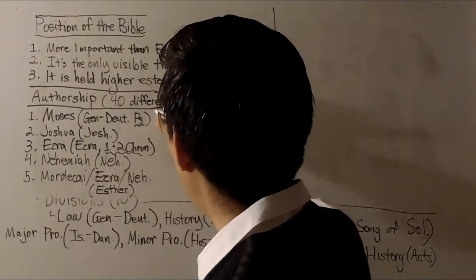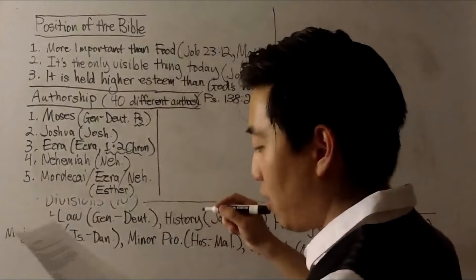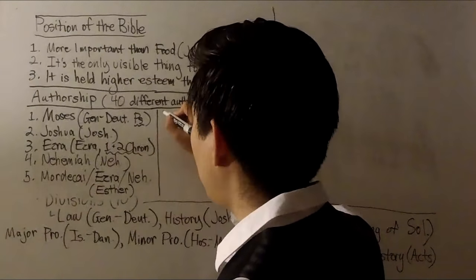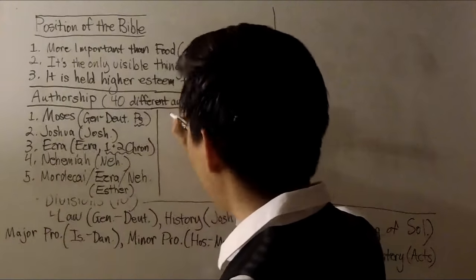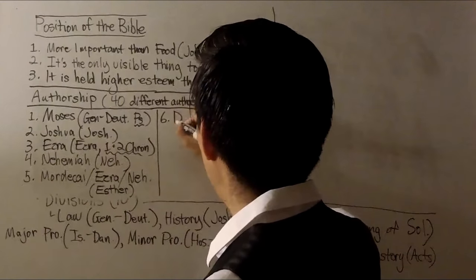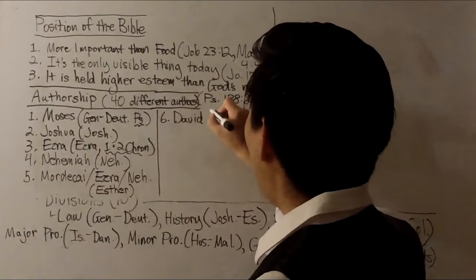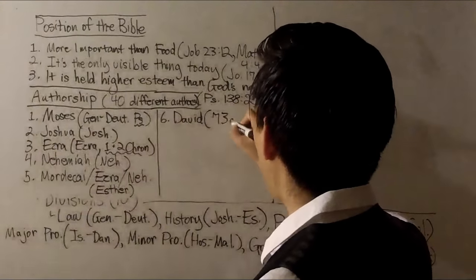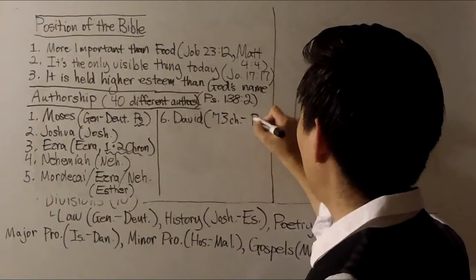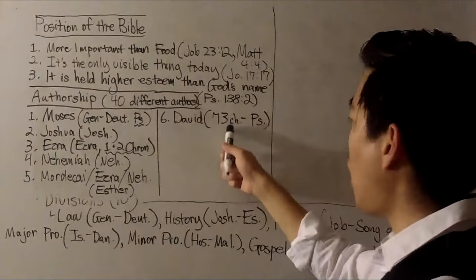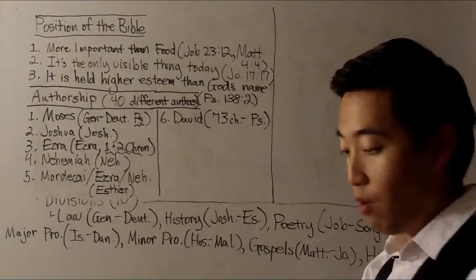David, which book did he write? He wrote the book of Psalms. Yep. Now, here's the thing, though. He did not write all of the book of Psalms, you got to understand. But he wrote most of it. How many? We do know he at least wrote 73 chapters of Psalms. So at least 73 chapters from Psalms King David wrote.